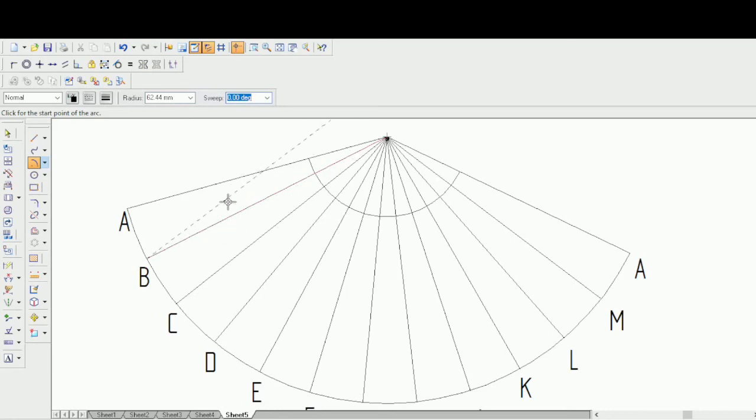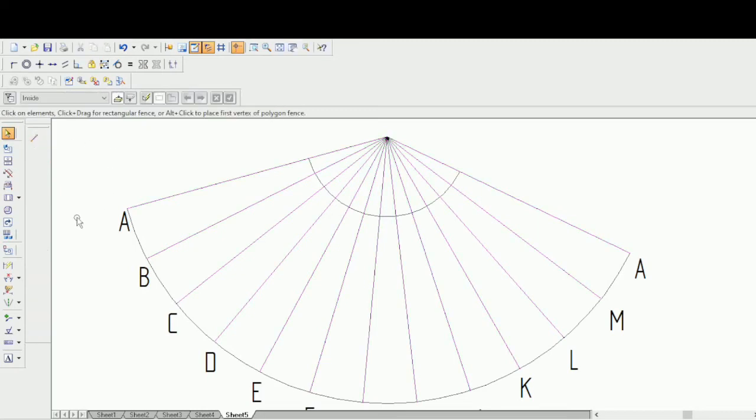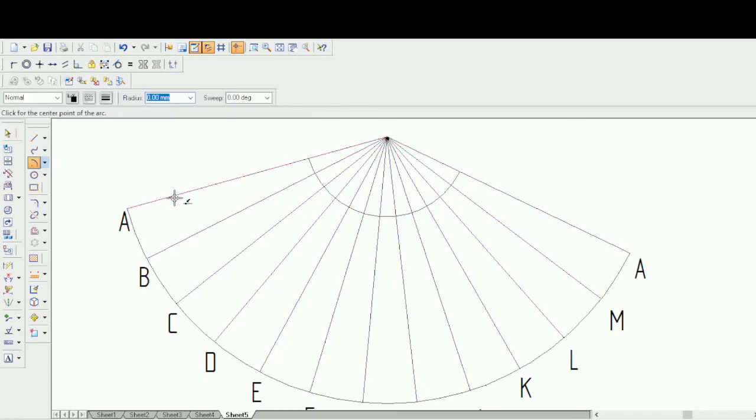Actually, one minute. Let me measure the length here. This is found to be 62 point. Arc by center point. We all know this is 65 and yes. Okay, now let's go to this arc by center point. Let's make this the center. Enter the radius as 62 point.